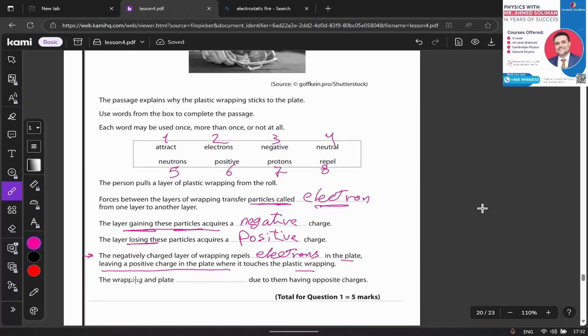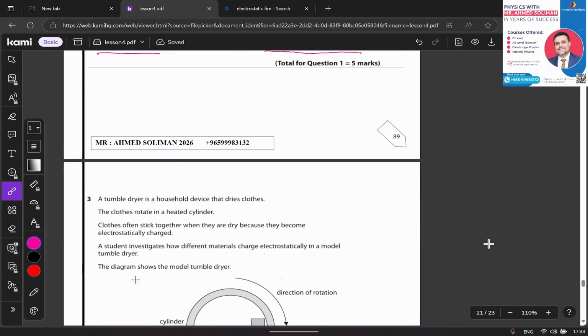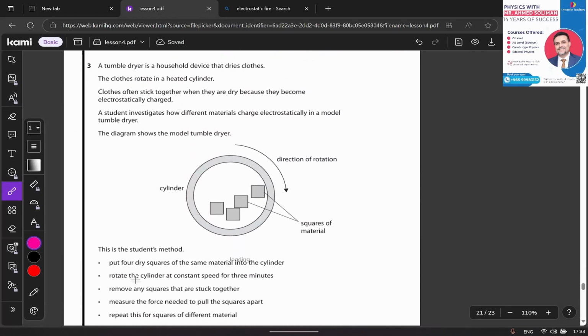Baro? The wrapping and plate attract, due to the... Okay. Now the next. Ahmad?